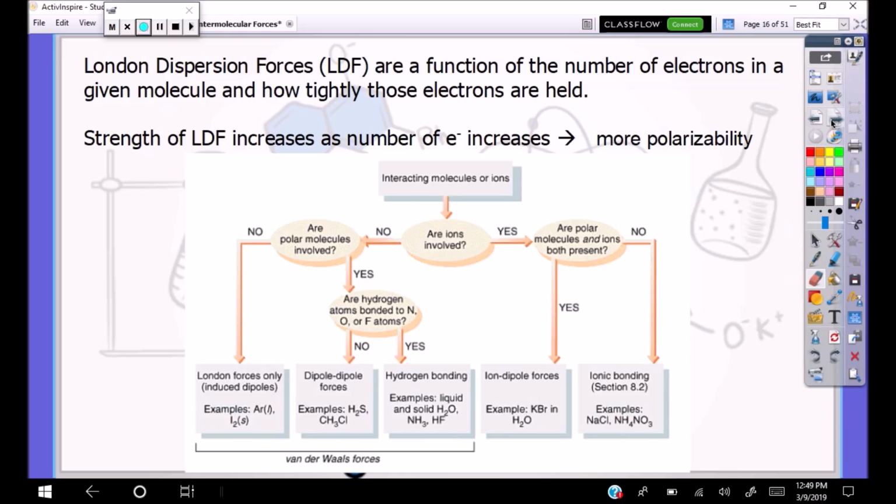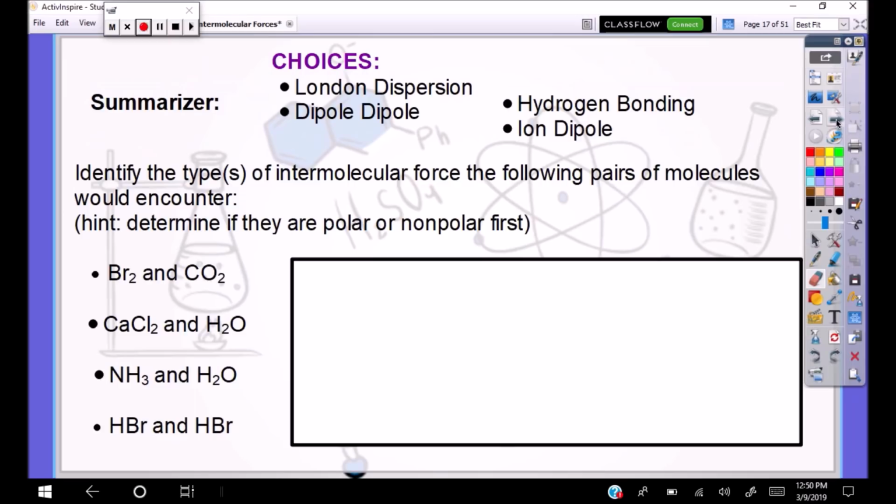So again, just to recap, London dispersion forces are a function of the number of electrons in a given molecule and how tightly those electrons are held. So as the strength of the London dispersion force increases, that means the number of electrons must have increased as well, and therefore we are more polarizable. This might be a good time to pause and digest this lovely flowchart that really recaps everything we just discussed. Otherwise, I'm moving on. So here's a quick little summarizer.